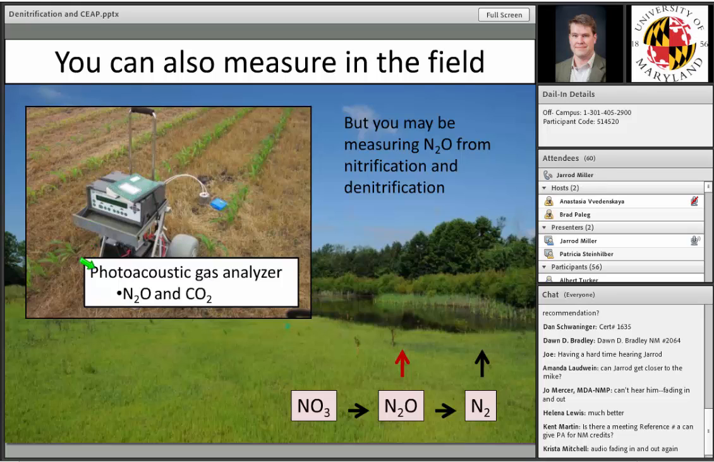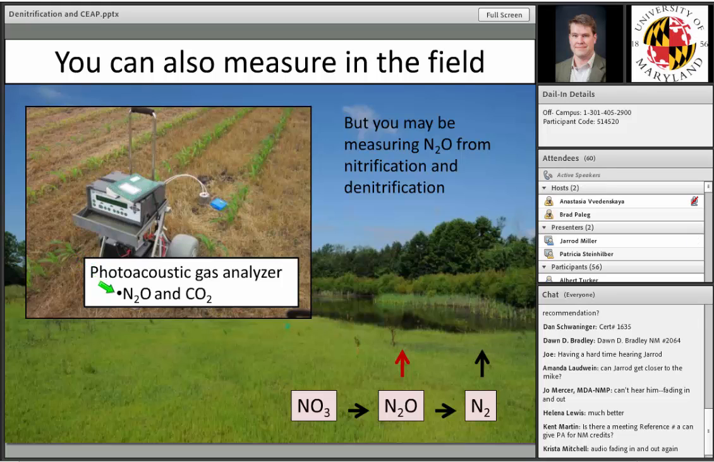And inside they have microphones that pick up the noise of that gas expanding and contracting, and they can actually get a concentration very accurately of N2O, CO2. Now there are some problems in the field with humidity with this machine, I can tell you, but you can get very accurate numbers if you know how to use it.